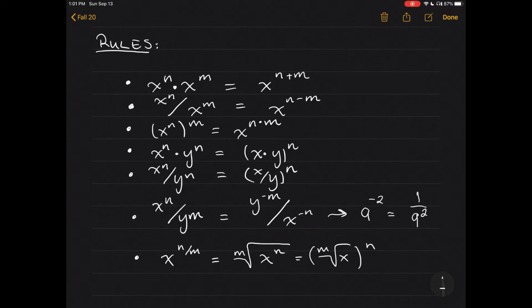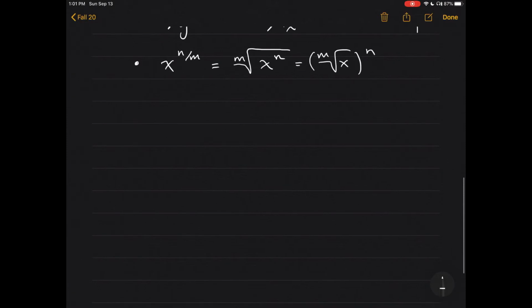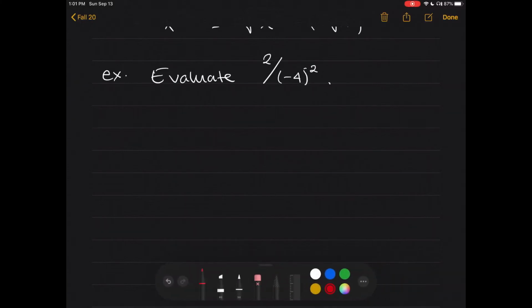Cool. So why don't we see these rules in action? Let's do some examples. So example, let's evaluate. Let's do something kind of simpler. Let's do 2 over negative 4, to the negative 2 power. So how do we evaluate this? Well, when I see this, the first thing I think of is, ooh, I don't like that negative power. So why don't we get rid of it?